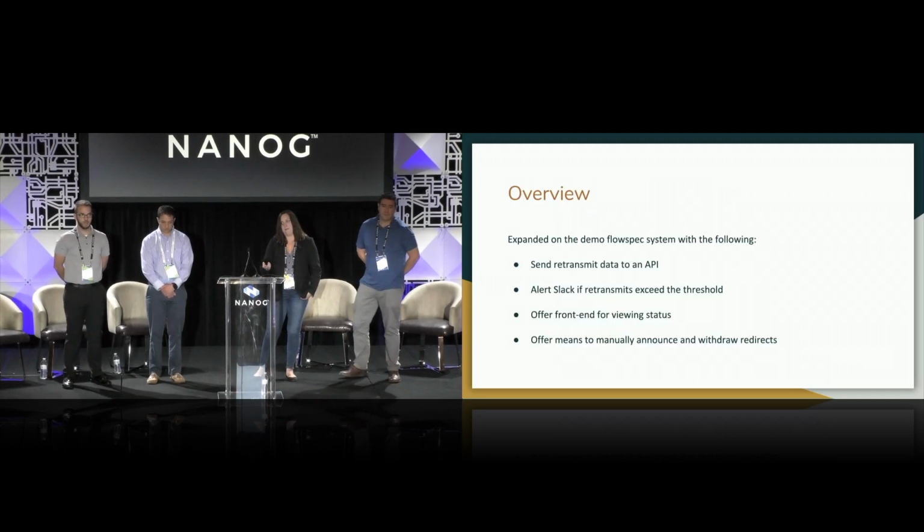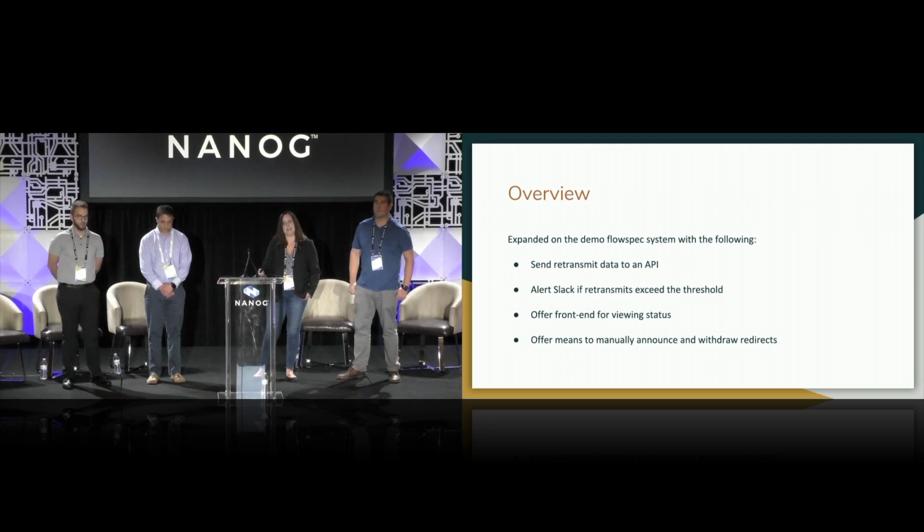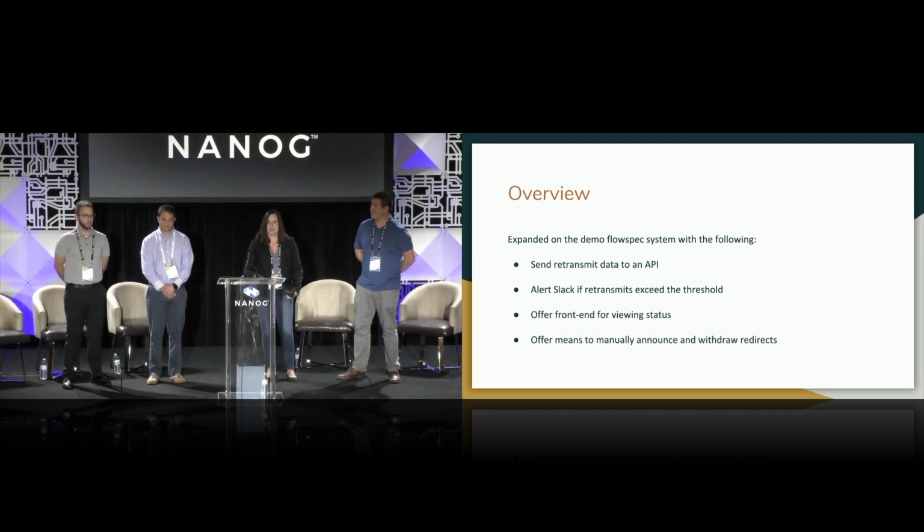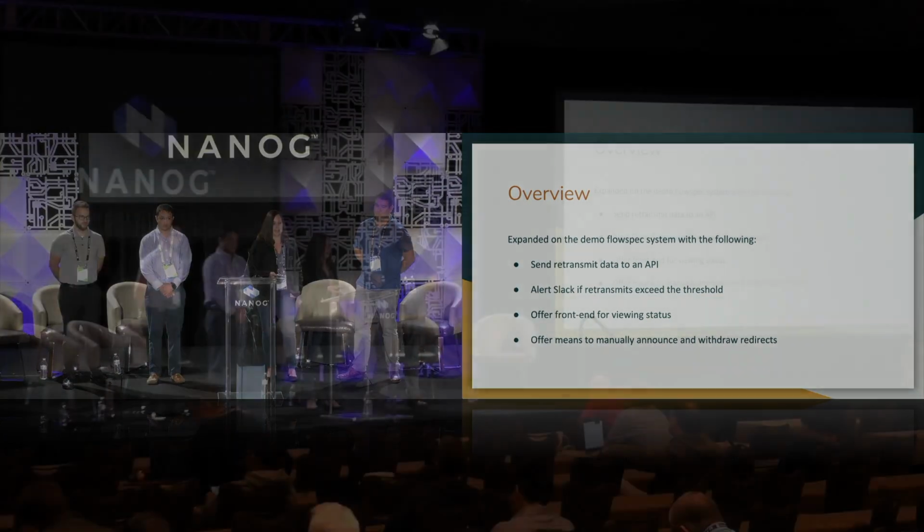So just a quick overview of what we did. Rather than having the rule immediately forward data to ExaBGP, we had it send all data that it analyzed to an API. And in the cases that the retransmit threshold was exceeded, it went ahead and sent a Slack notification to our team channel. And then we put up a quick HTML and CSS front end to get the status and to manually redirect that traffic when desired.